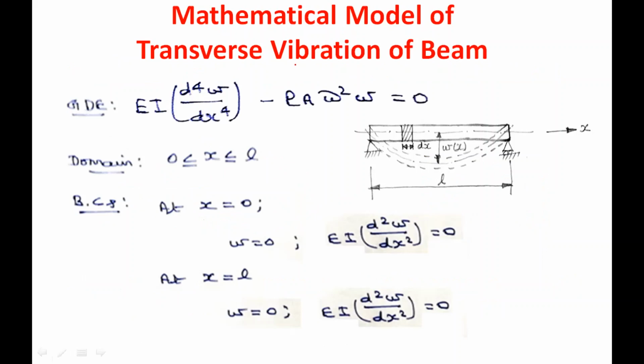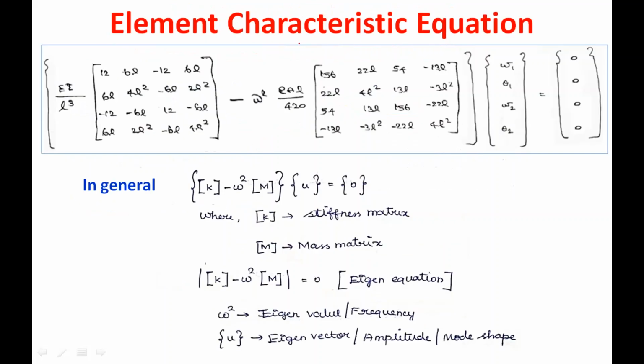This is the mathematical model for transverse vibration of a beam, which we derived in an earlier part. We have seen that the governing differential equation is of order 4, and we are using the frequency domain. Based on this governing differential equation, we derived the element characteristic equation using the Galerkin approach. This is the element characteristic equation for a beam problem subjected to transverse vibration.